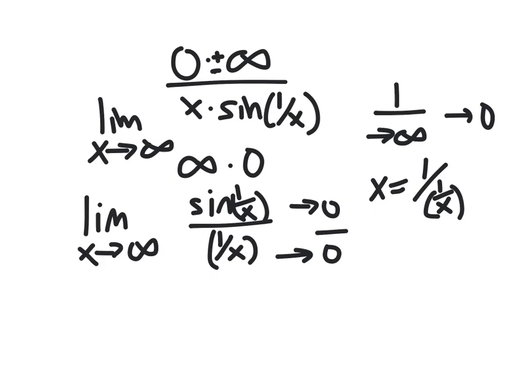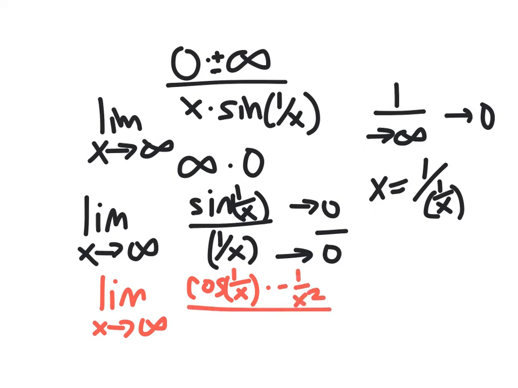Okay, so what are my derivatives? Well, I now get cosine of 1 over x, but I have to do the chain rule, so times negative 1 over x squared, all over negative 1 over x squared. Well, these guys cancel, and so it's really just cosine of 1 over x, but x is going to infinity, so this is cosine of 0, aka 1.